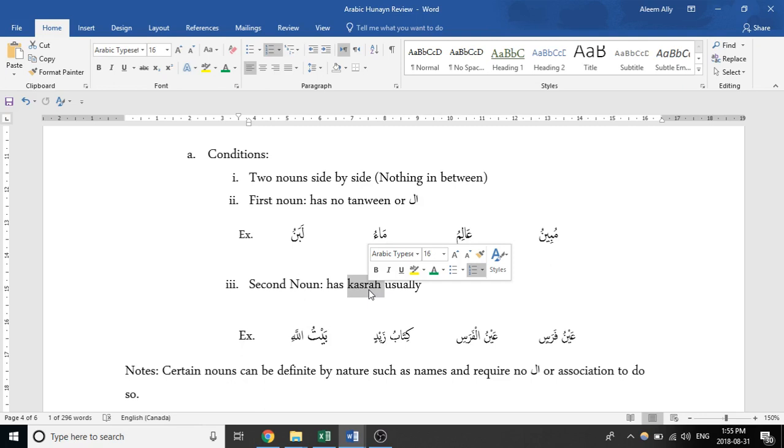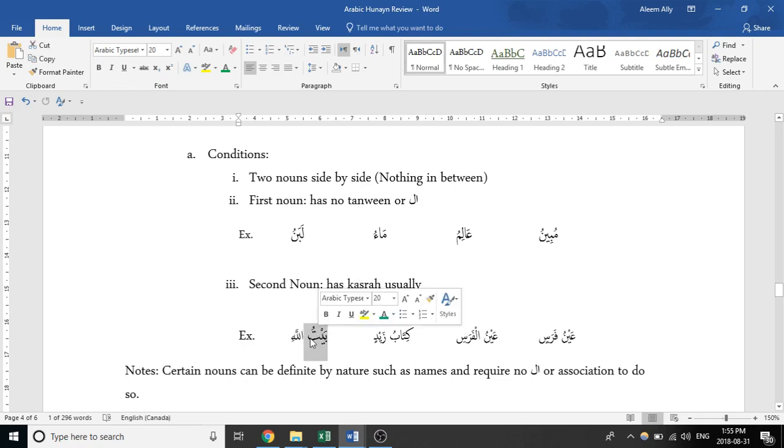They're stubborn, right? An example would be Baytullahi. Translated, this is the house of Allah, or Allah's house. It's an association. Why do we know? Because on the first one, the thing that's being owned, there's no alif lam and no tanween, and it's definite because it's being owned by something. In this case, it's the Lafdul Jalal, Allah subhanahu wa ta'ala, and it takes kasra.